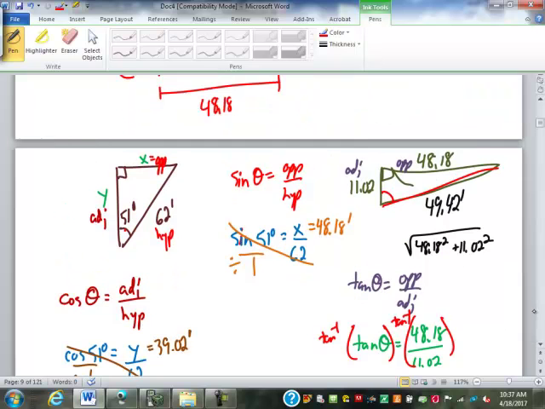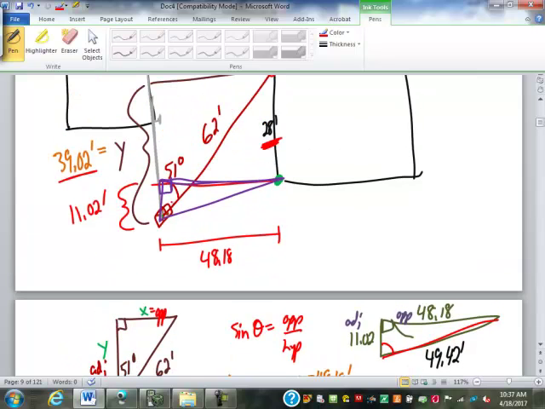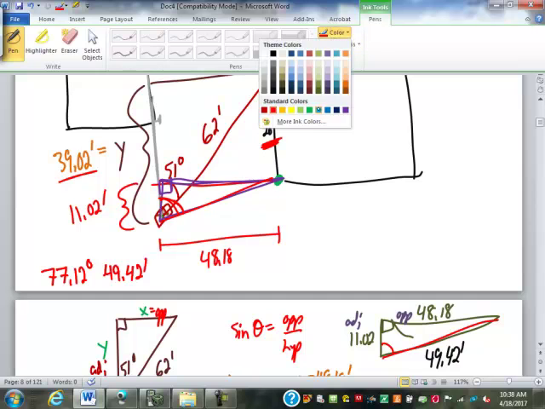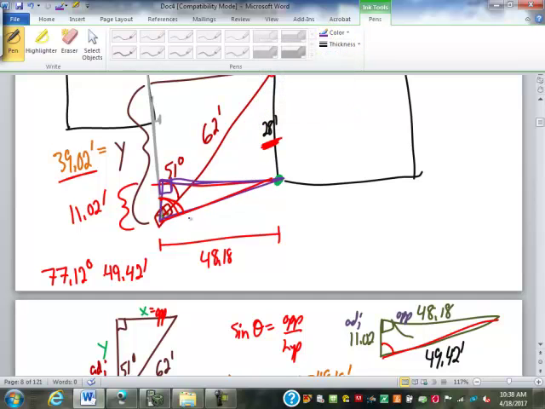So what that is saying is we set our theodolite at an angle here of 77.12 degrees and a distance here of 49.42 feet. Normally we would write that like this: 49.42 feet at 77.12 degrees. Make sense?